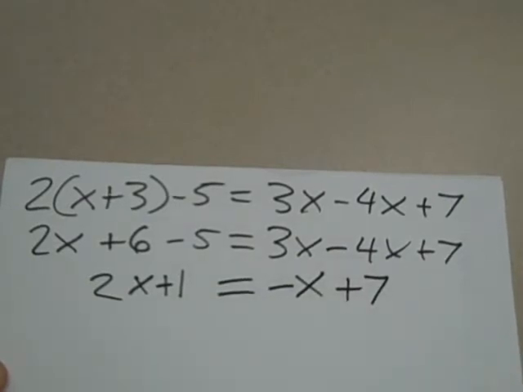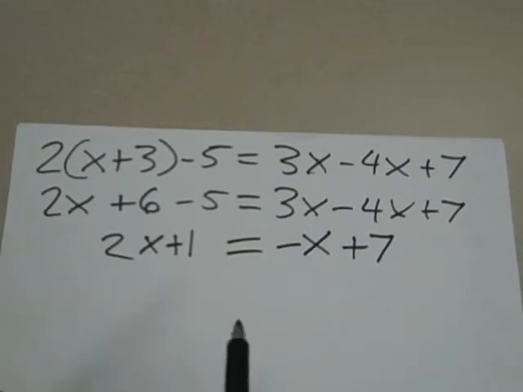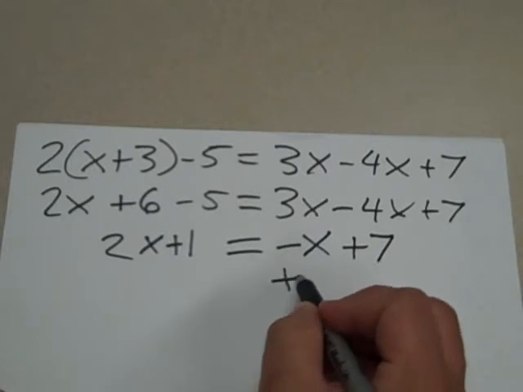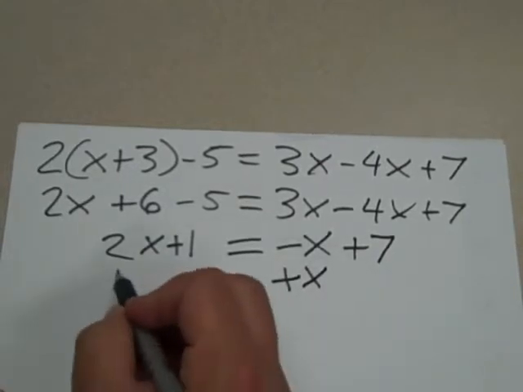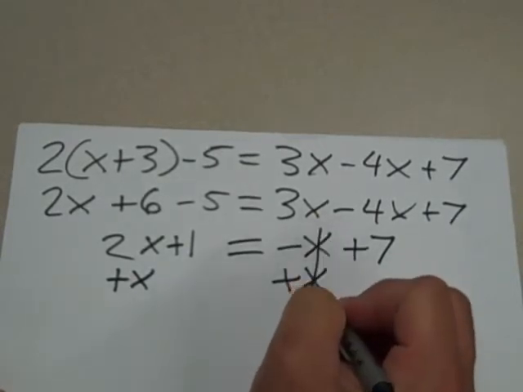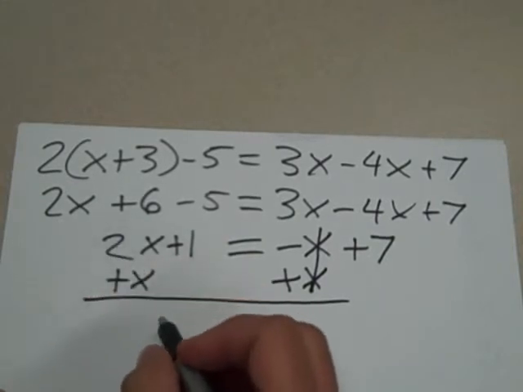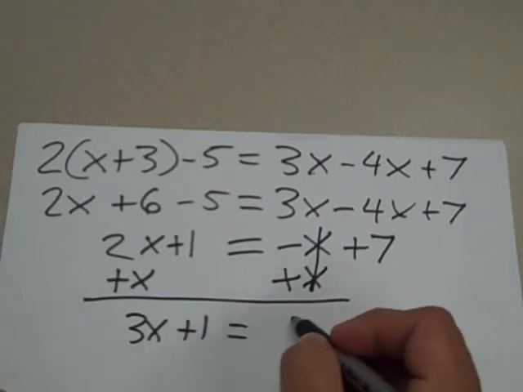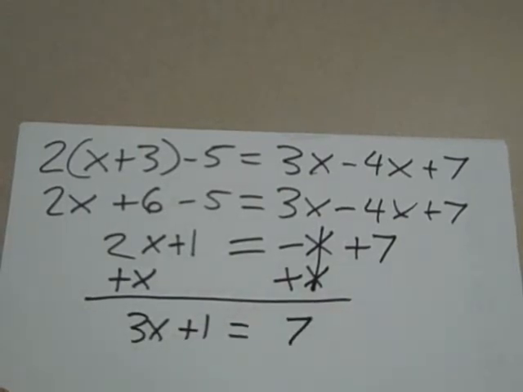Okay. Once we have combined our like terms, we're going to look and see if we have variables on one side of the equation. Since variables are on both sides, we're going to go ahead and combine those. The way we do that is by adding or subtracting one of the variables to one of the sides to eliminate it. So if we add x to this side and we add x to this side, negative x plus x cancels out. Okay. When we add these, we get 3x plus 1 equals 7.